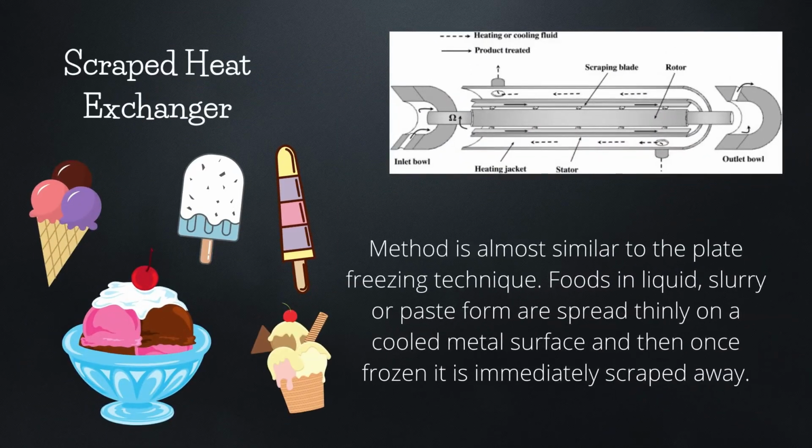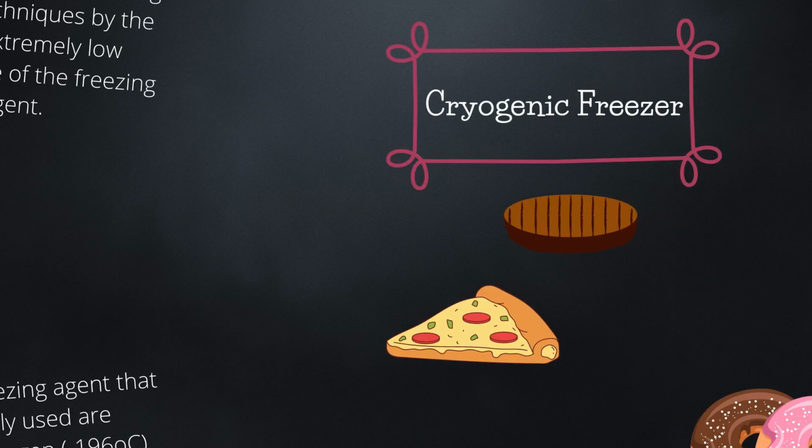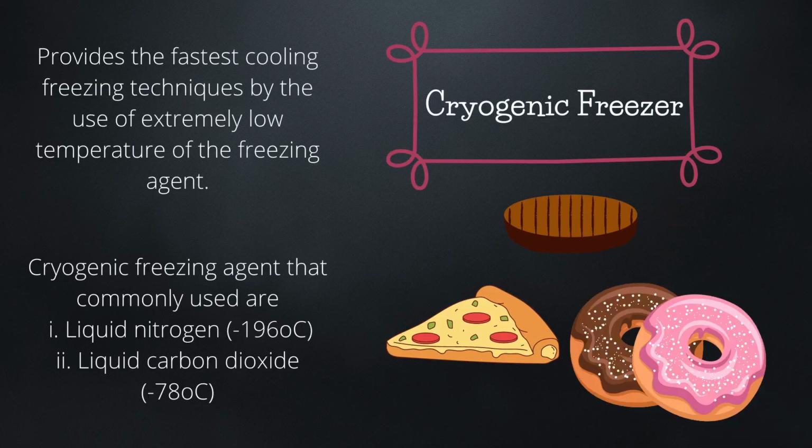Creped heat exchanger is a method that is almost the same as the plate freezing technique. The slurry or paste is spread thinly on a cool metal surface, and once it's frozen, it's immediately scraped away. Cryogenic freezer. Cryogenic freezer provides the fastest freezing technique by the use of extremely low temperature of the freezing agent. Cryogenic freezing agents that are commonly used are liquid nitrogen, which is -196 degrees Celsius, and liquid carbon dioxide, which is -78 degrees Celsius.